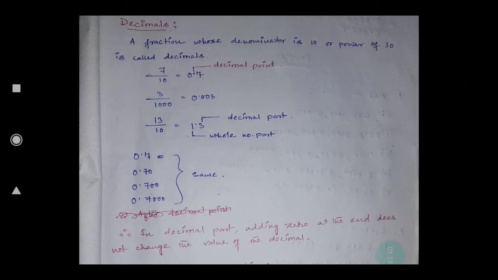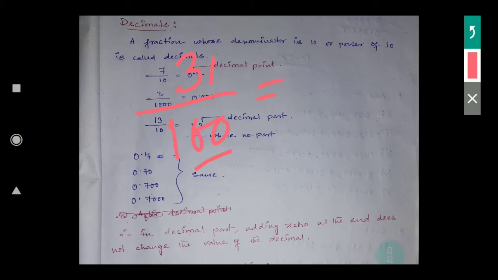Again, suppose it is given like this: 31 by 100. How many zeros? Two zeros. That means it will be up to 2 decimal places. So 0.31, two decimal places.